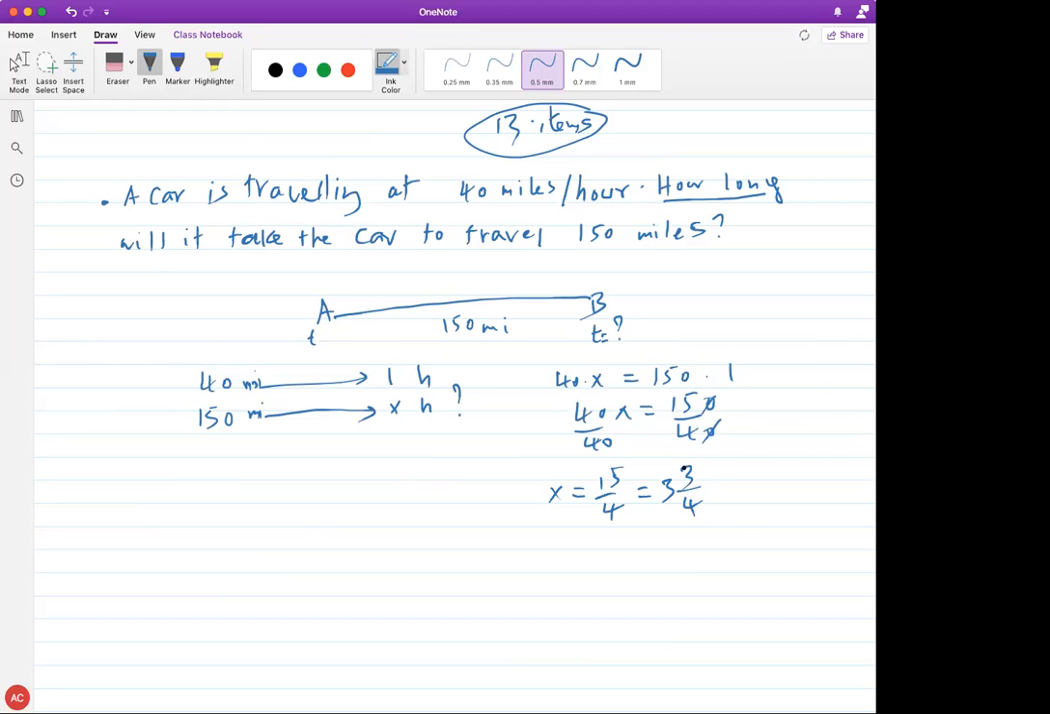Okay, so approximately here, how much time is this? 3 hours, and what's 3/4 of an hour in minutes? What's a quarter of an hour? 1/4.